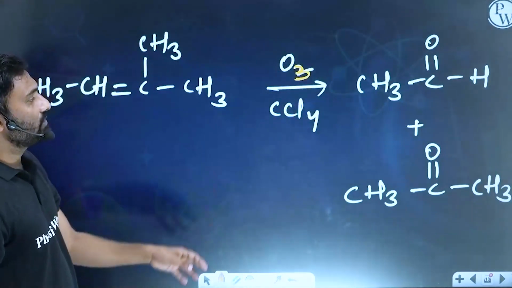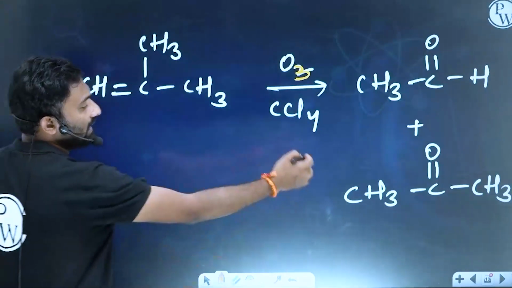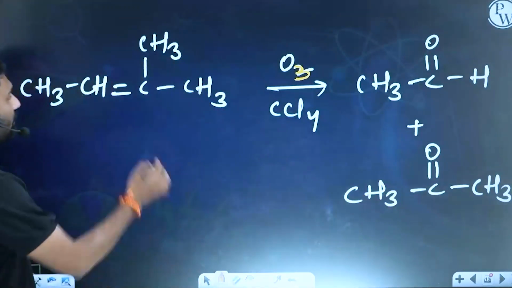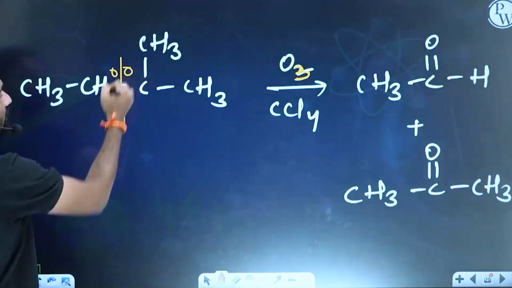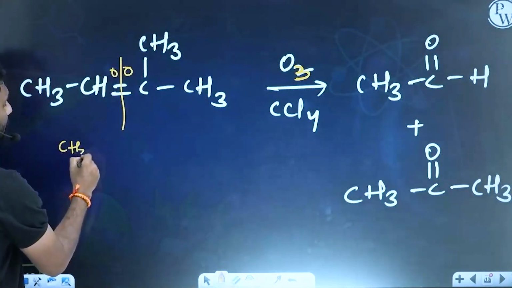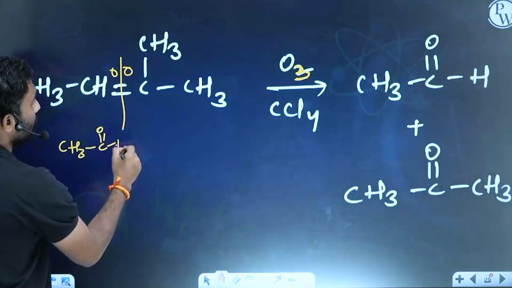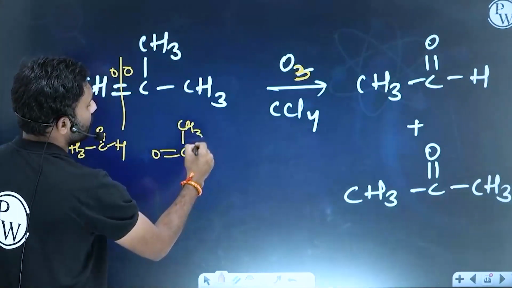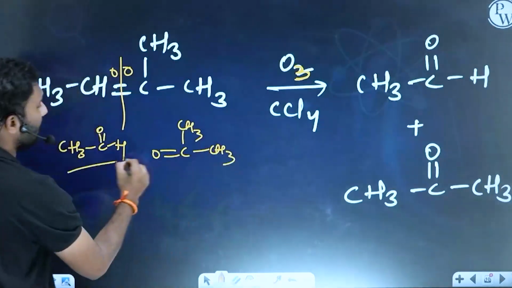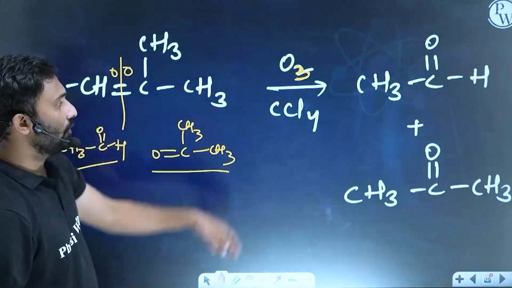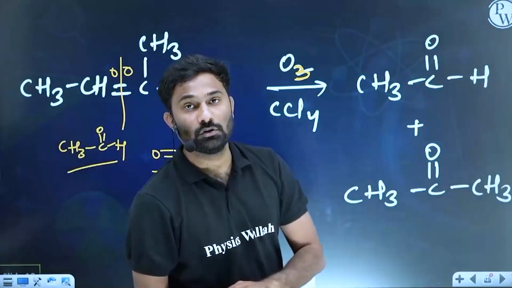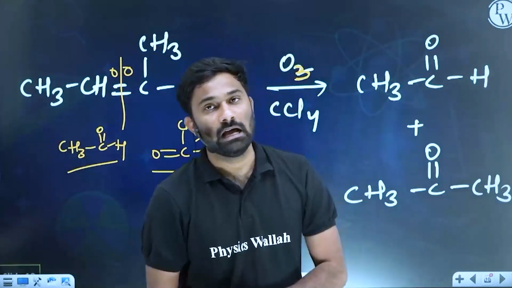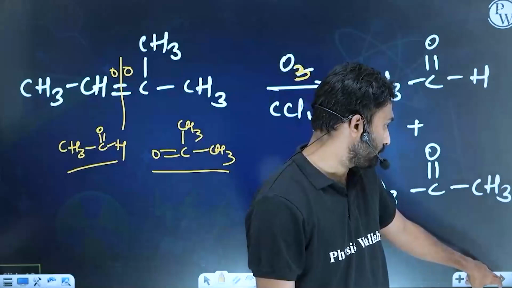Now, in the presence of CCl4, it gives acetaldehyde as well as the ketone. Here, break the double bond, put one oxygen here and one oxygen here, then it will become CH3 C double bond O H. Again here, double bond, now C CH3 CH3. This is acetaldehyde, and this is acetone. So from ozonolysis we can prepare the aldehydes and ketones.